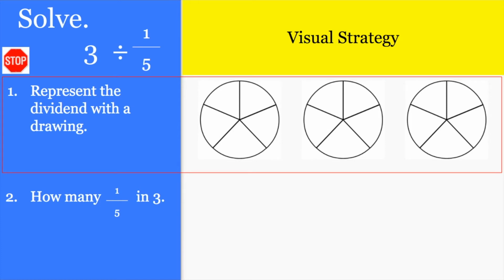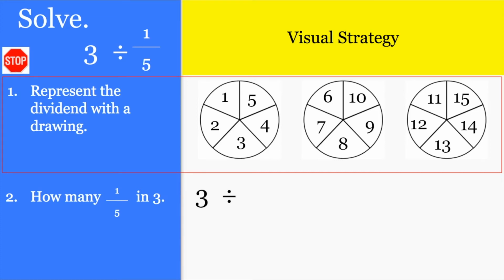Now, step 2, I have to ask myself, how many 1/5 are in 3? All we have to do is count them up. So the answer to 3 divided by 1/5 is 15. With the visual strategy, you draw it out, you count it, and there's your answer.